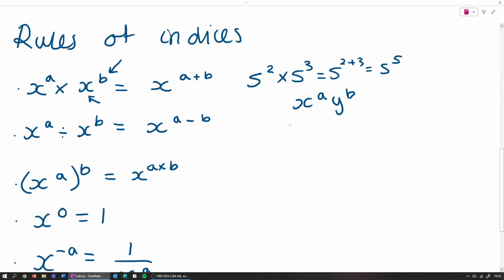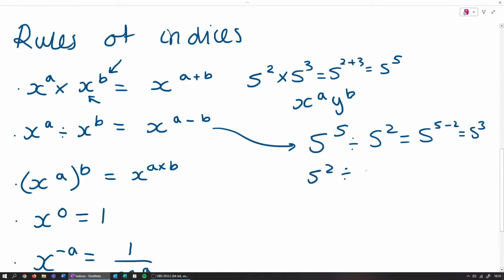So the next one follows that same rule of the bases have to be the same, but when you divide, instead of adding the powers, you take away the second power from the first. Okay? For instance, 5 to the 5 divided by 5 squared is 5 to the 5 minus 2, which is 5 to the 3. And interestingly, if I do 5 squared divided by 5 to the 4, I will get 5 to the minus 2. So you can have negative powers, and I'll go into that later.